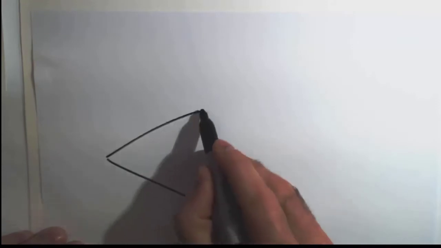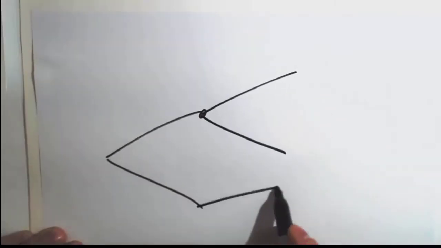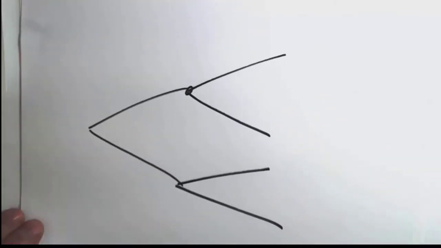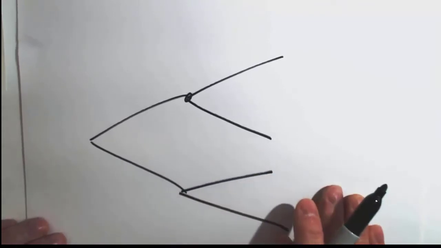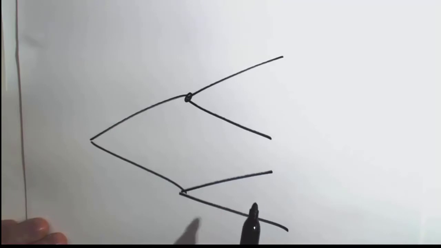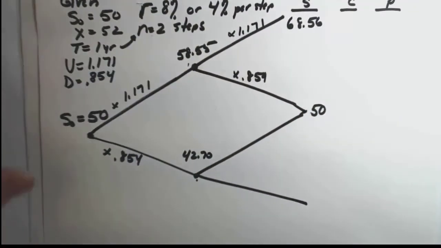A non-recombining tree would look like this lattice work. And non-recombining trees are okay. You can value options with the non-recombining, but you basically have an extra step because instead of having 3 nodes at the end, you have 4. And so it's more mathematically involved, especially as you go further out in time.